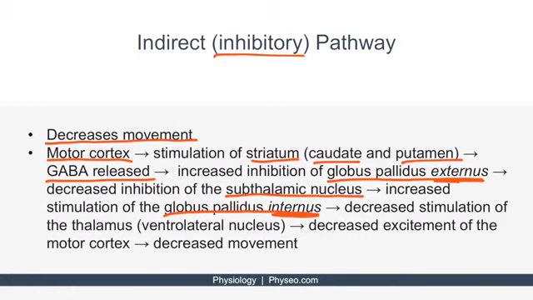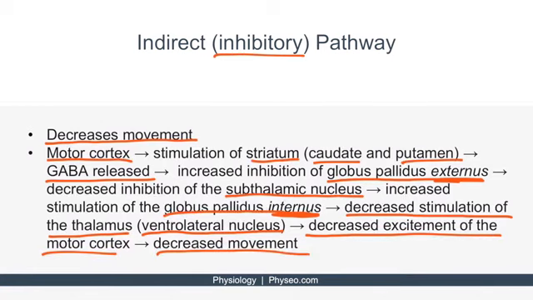And as we recall from the direct pathway, the globus pallidus internus inhibits the thalamus, so there is decreased stimulation of the thalamus, again acting on the ventrolateral nucleus within the thalamus. Greater inhibition of the thalamus means that there is decreased excitement of the motor cortex, which ultimately leads to decreased movement. So let's draw this out.